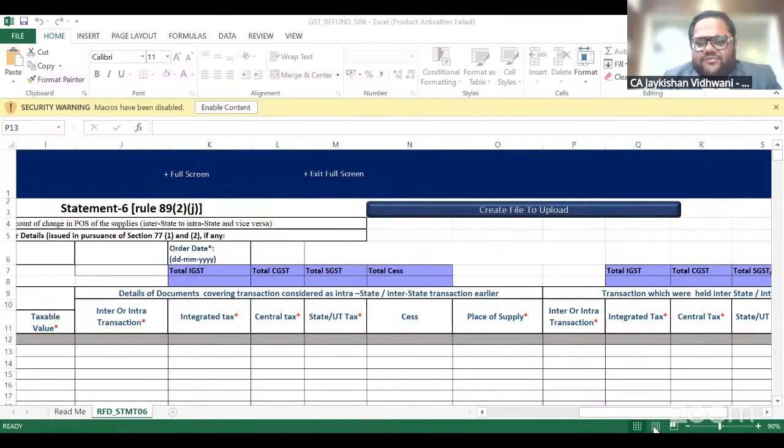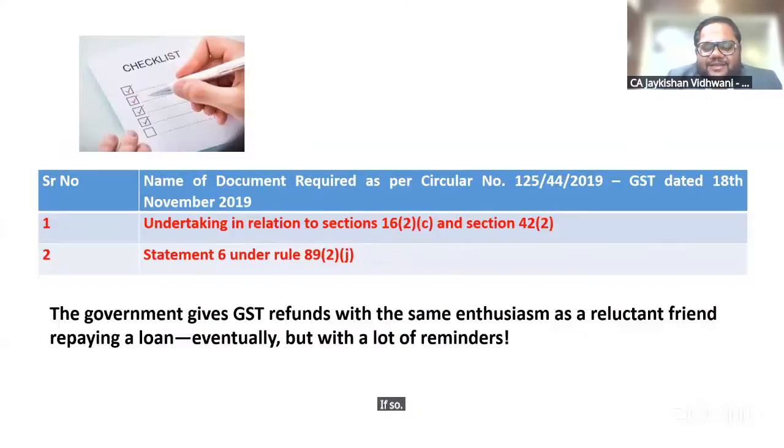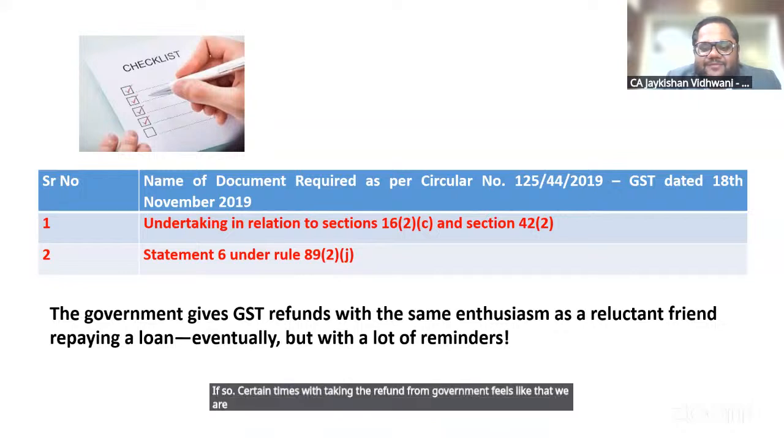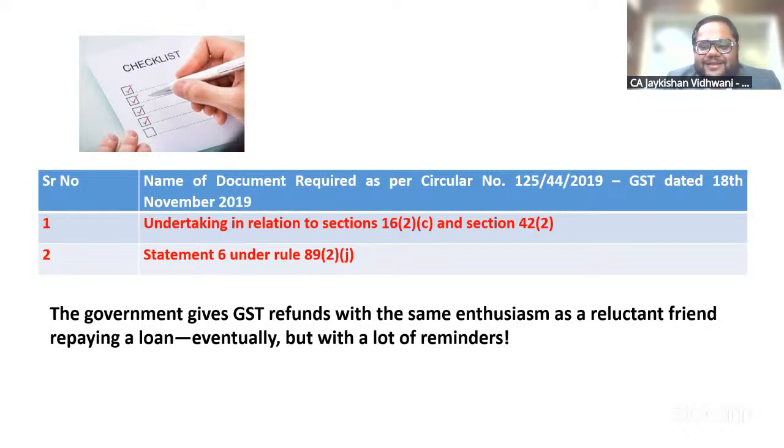Yes. So sometimes taking the refund from the government feels like we are getting the refund from a reluctant friend who is repaying a loan. If we gave someone money, in India there is a rule that to take the money back, we have to state our need, like, boss, now you give me the money back. So it gives the same feeling while taking the refund from the government.